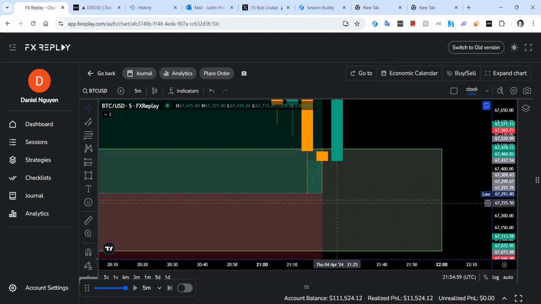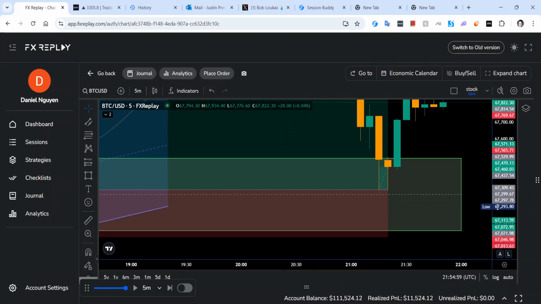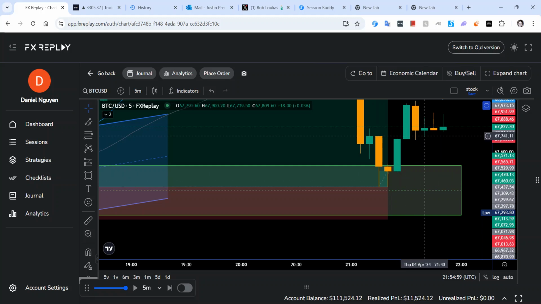So it didn't hit the midway point. It instead hit the little gap we gave the trade, because we know this little thing happens where it doesn't hit the midway point, it front runs it. And that's what happened here. Beautiful. So it tapped it and then pushed up.